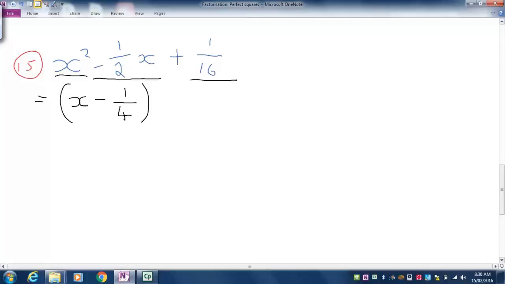Checking, negative 1/4 times x gives me negative 1/4 x, and doubling it gives me negative half x. So I know that's my complete factorization there.